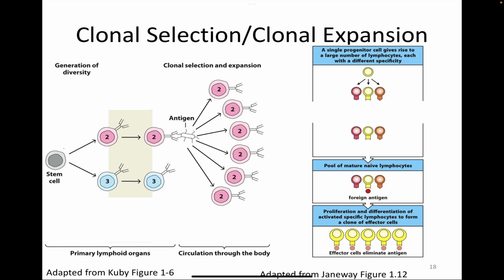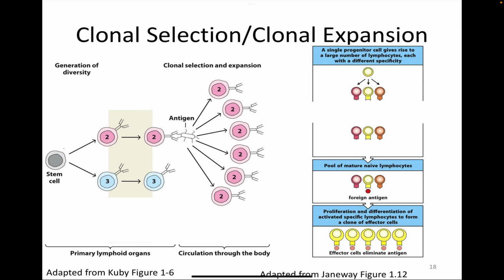And it's going to make a bunch of different progeny. So it's going to make progeny number 2 and progeny number 3. Or in this other view from a different book, it's going to make red, yellow, and orange, each with slightly different receptors.